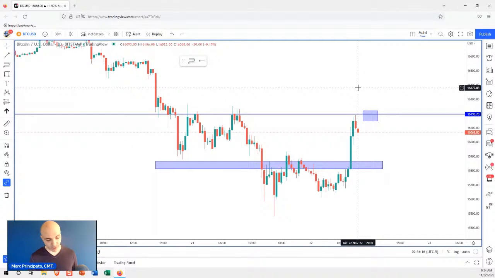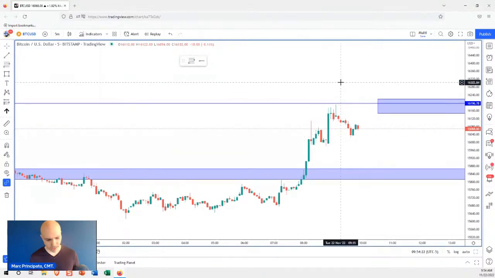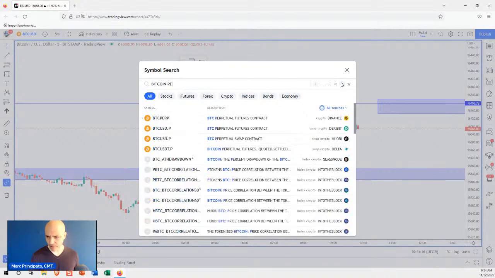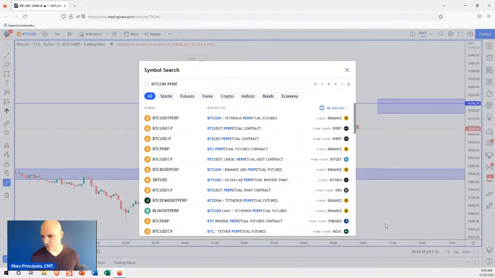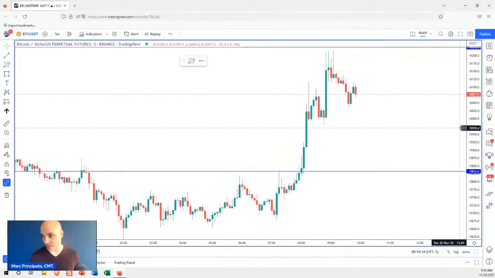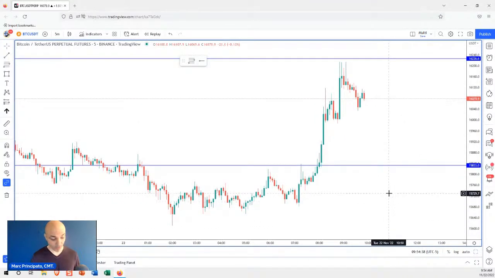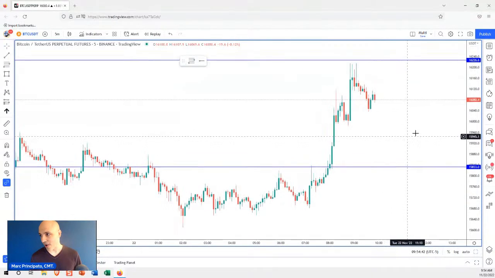Okay, so let's go to the 5-minute chart here, and let's go to our perp chart, right? Bitcoin perp. Again, you switch to whatever chart you use, whatever exchange you use. I just picked Binance because it's at the top of the list. I don't like Binance, by the way. Okay, so maybe if they paid me, I'd like them a little bit more, but I don't like them.